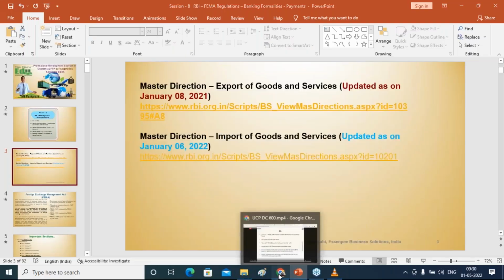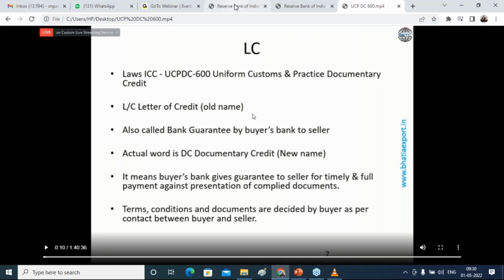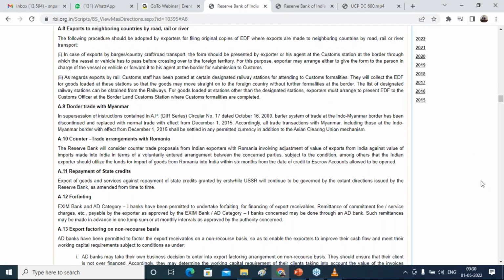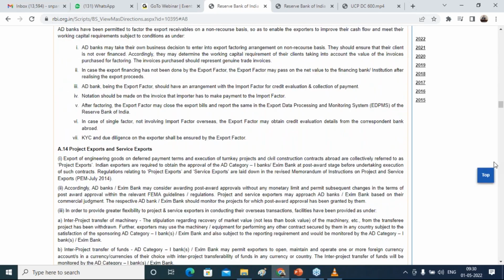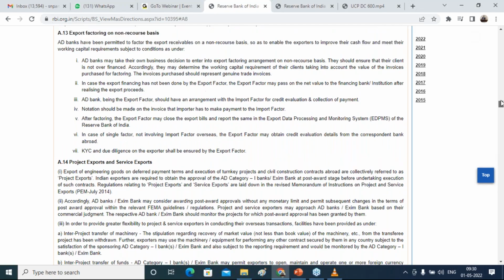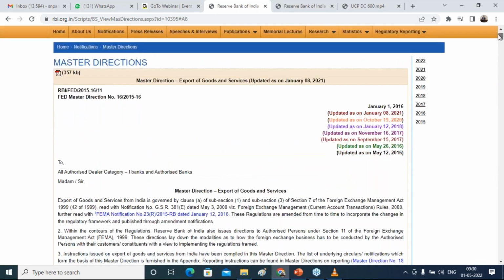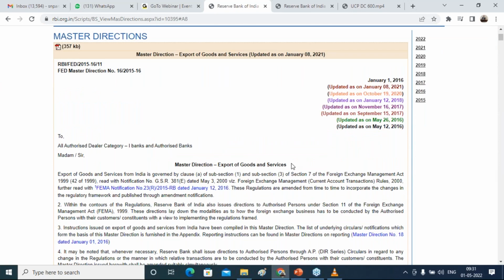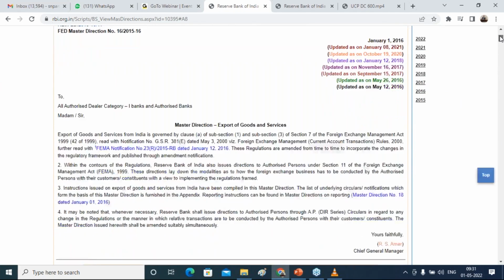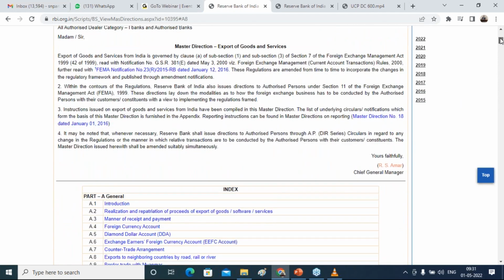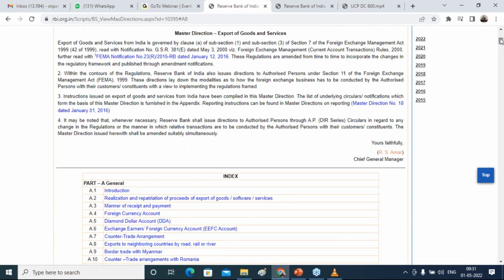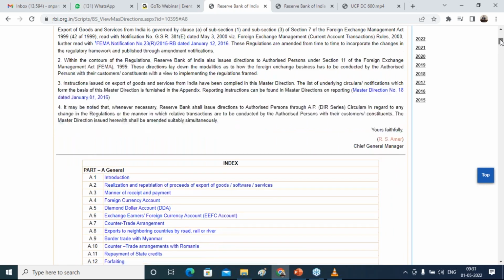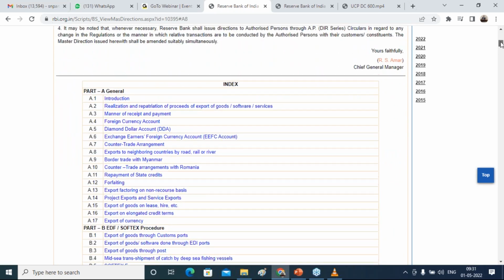I will show you in the master direction mainly the things which are concerned to us, because this is a very wide subject, as I told you. Only what is relevant to us, we'll go to and explain to you. This is the master direction for export of goods and services. They give all the details.